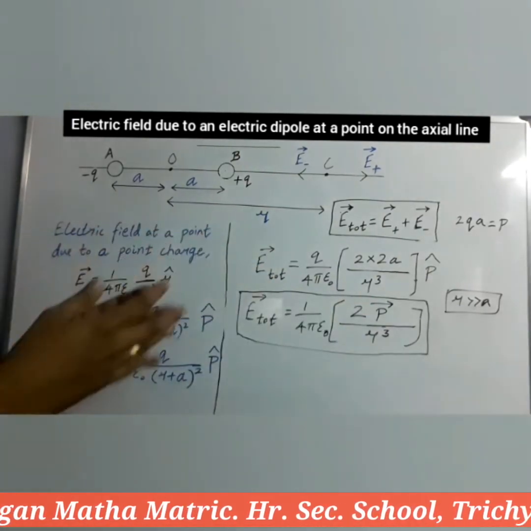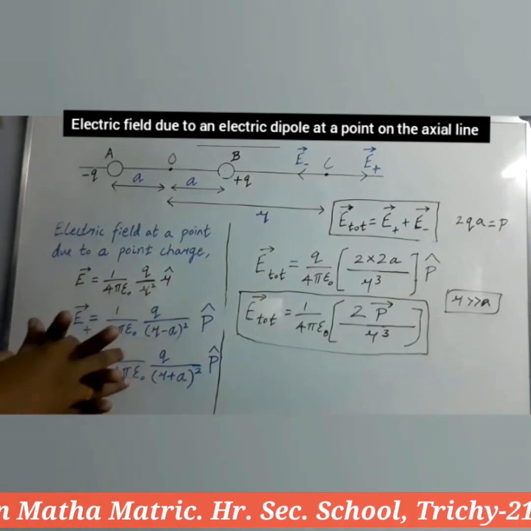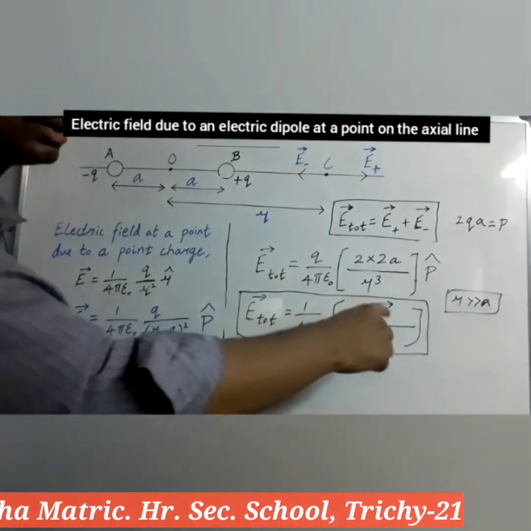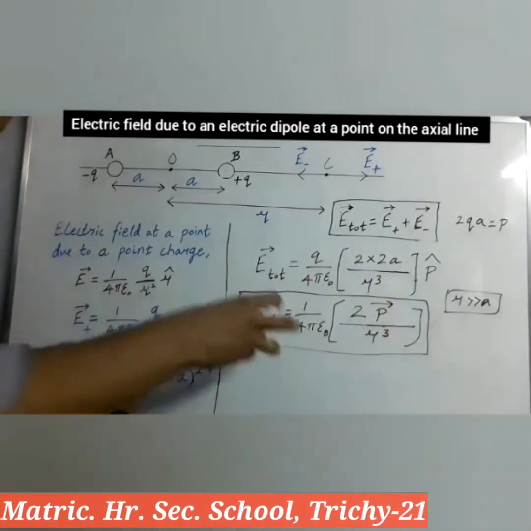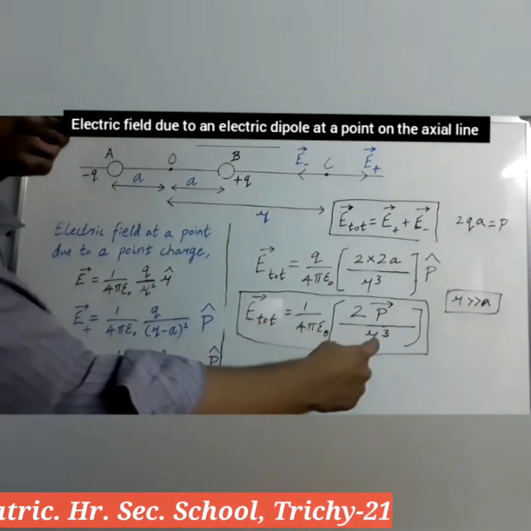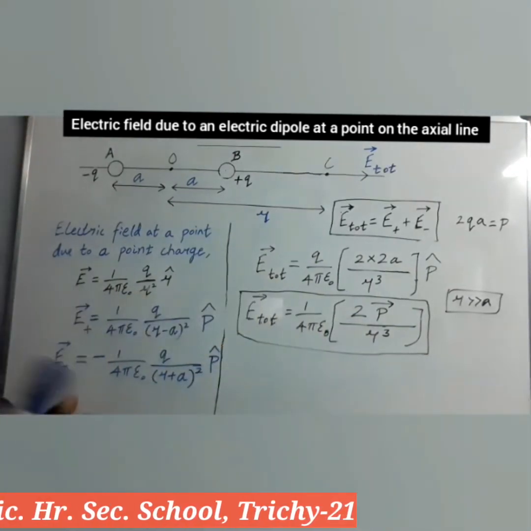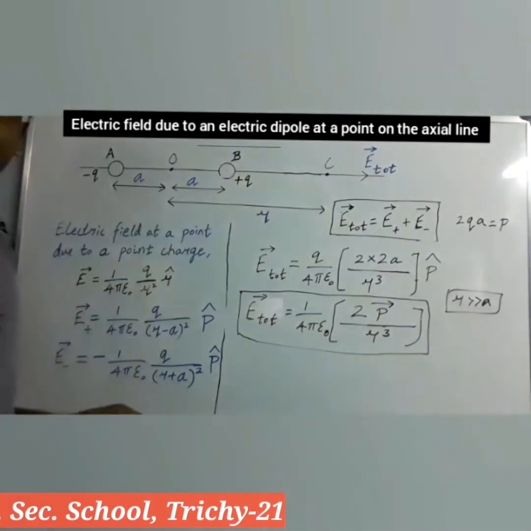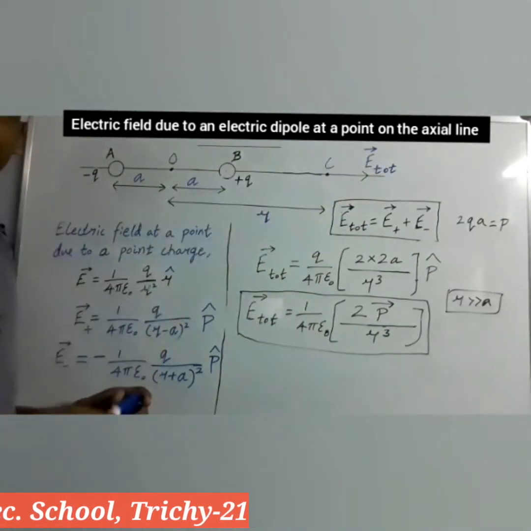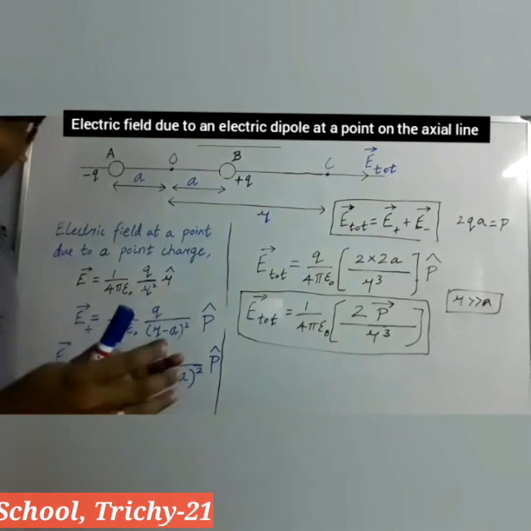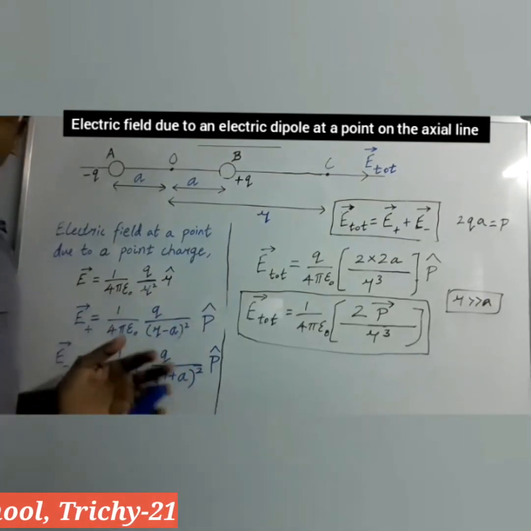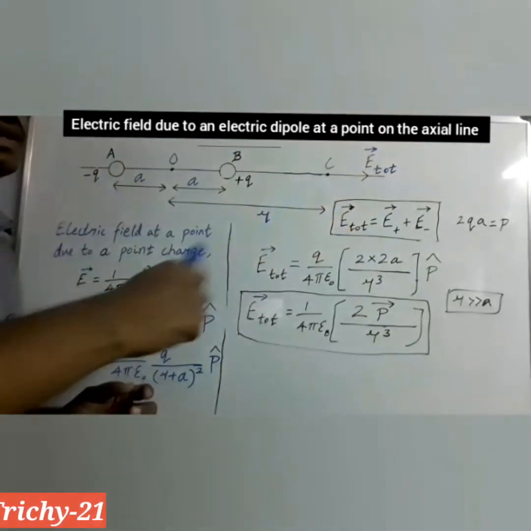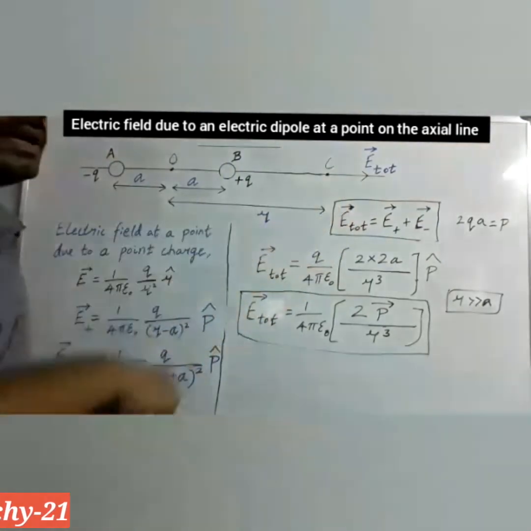So now we have the complete expression for the electric field given by the electric dipole at a point on the axial line. Total electric field is equal to 1 by 4 pi epsilon naught into 2p vector divided by r cube. Here the electric field is inversely proportional to r cube. Now in this diagram the direction of the total electric field is given. It acts in the same direction as the electric field given by the positive charge, because we know that the magnitude of the electric field given by the positive charge is greater than that given by the negative charge. So the total electric field also acts along the direction of the electric field given by the positive charge.